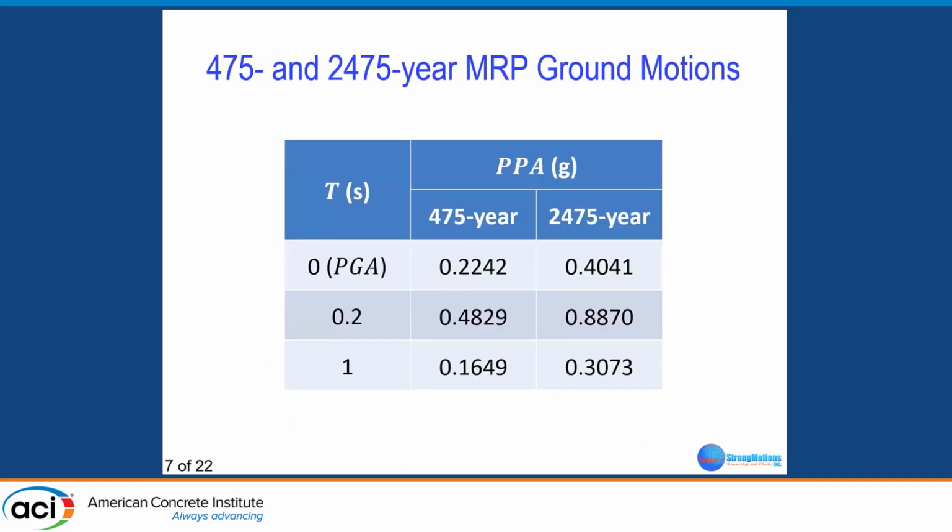Remember, these are for rock. That is the work of the geologists and seismologists; they provide you the ground motions for rock. And the geotechs make adjustments for the soil. So these are the parameters for 475 and 2475 year return period at 0 second period, which is the same as peak ground acceleration, and at 0.2 second period and 1 second period.